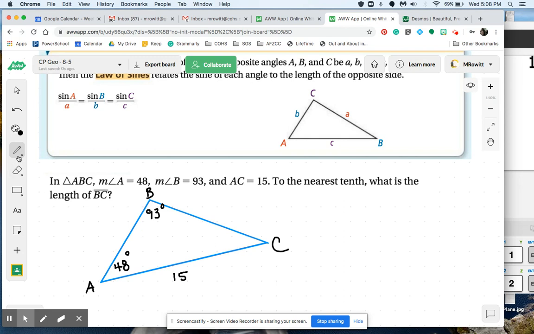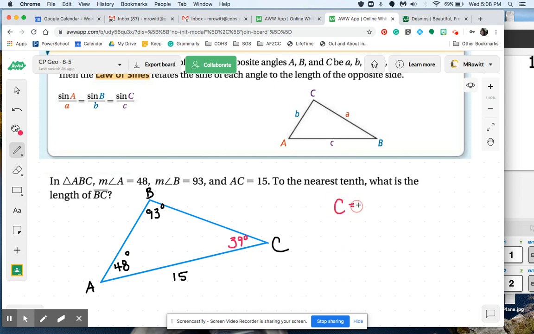Okay, easiest part first. I did that activity with you guys ripping apart a triangle so that you would never forget that all triangles add up to 180 degrees. So if I've got 93 degrees and 48 degrees already spoken for, the measure of angle C has to be 39 degrees. Okay, so that's part of it. When I ask you to solve the whole triangle, I want all of the missing pieces.